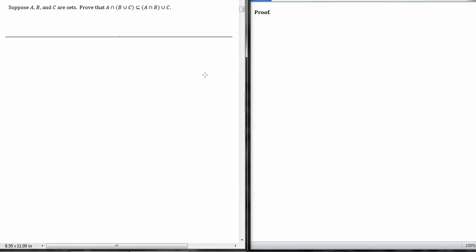Here's a statement. Suppose A, B, and C are sets. Prove that A intersect B union C is a subset of A intersect B union C. So a Venn diagram can help us to picture what this statement is saying. So let's try and draw 3 overlapping circles here as best we can. And I'll make this top one A, and then down here we'll have B and C.